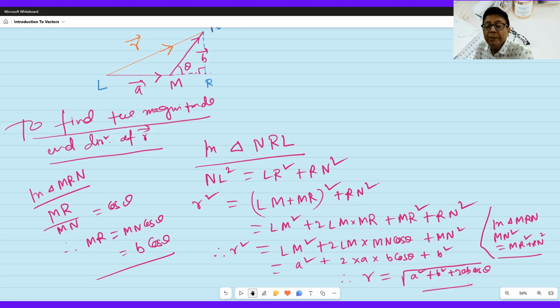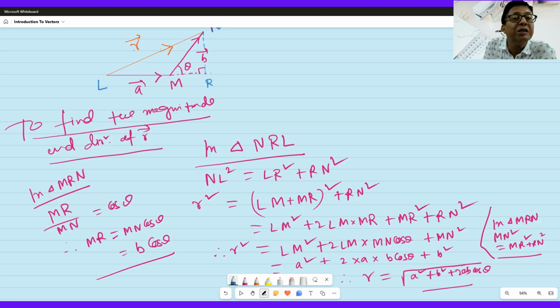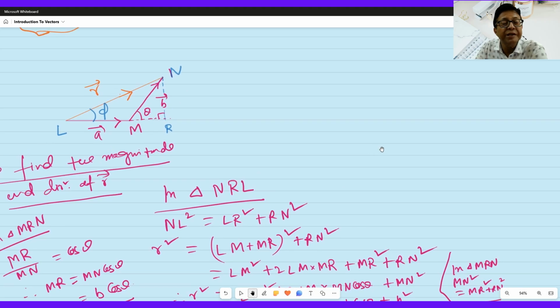Now, after getting the magnitude R equal to root over A square plus B square plus 2AB cos theta, we are obviously interested to know the direction. Let this direction be alpha or phi. We are assuming the direction be phi. Magnitude is found. You put A, B and theta over there, you get the magnitude. We want to find direction over there.